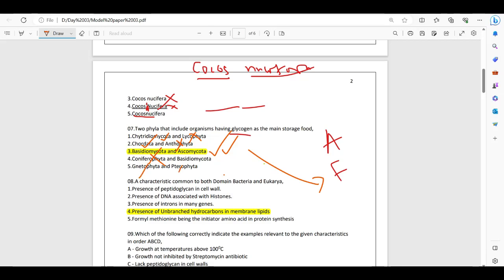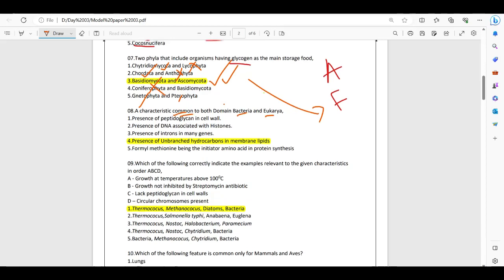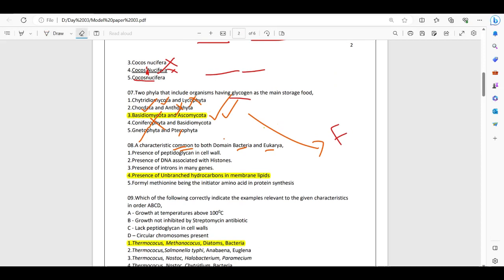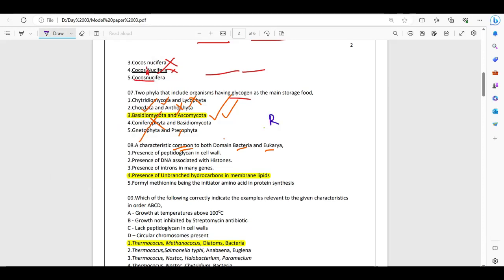So the next question, a characteristic common to both domain bacteria and eukarya. So I mentioned earlier, it is very, very important to study and analyze the charts mentioned in the resource book regarding these 3 domains. So here they're talking about domain bacteria and eukarya. So if you take a look at these two domains, plus there's another domain archaea. So bacteria, archaea and eukarya.